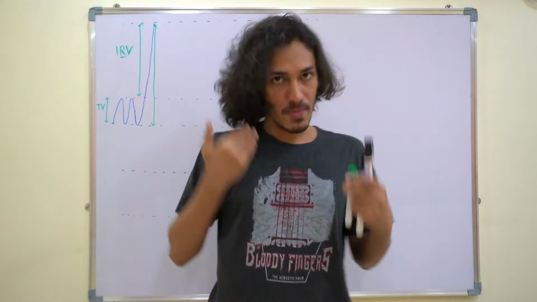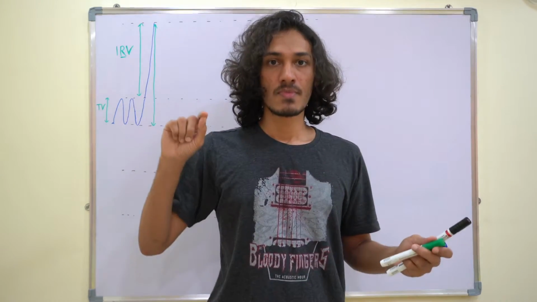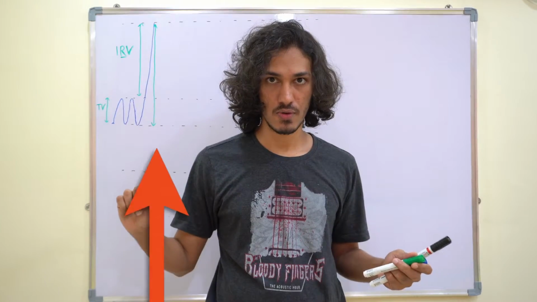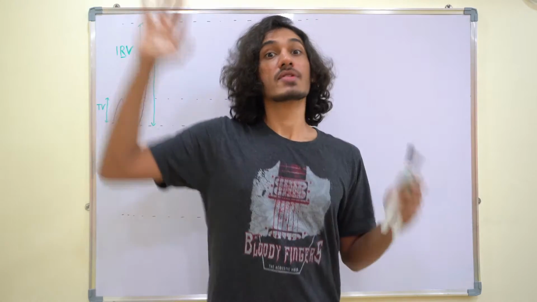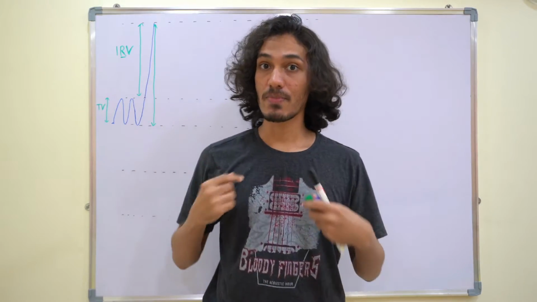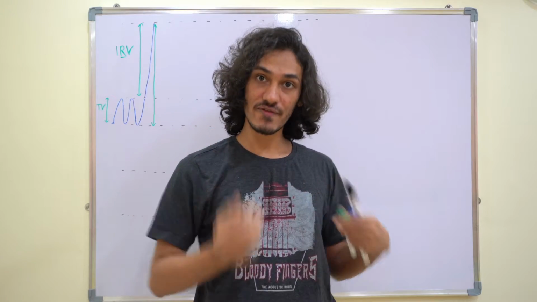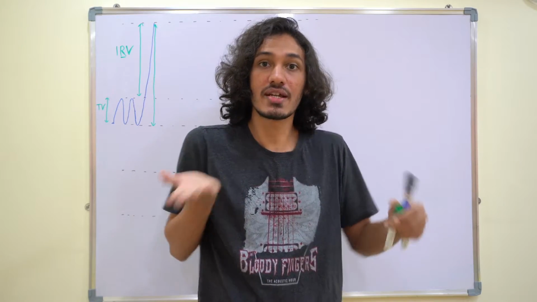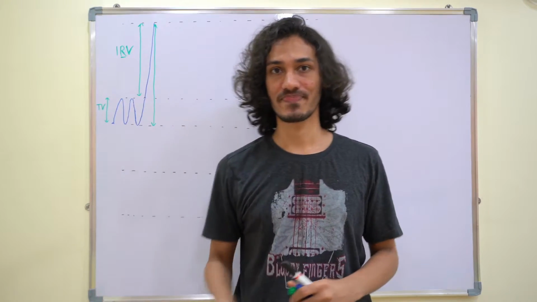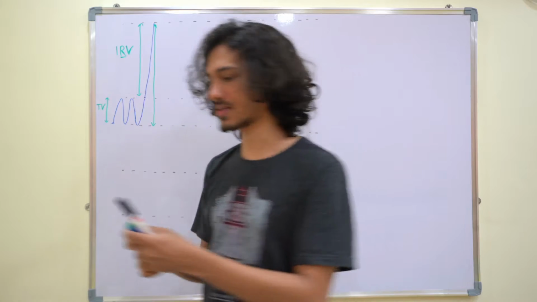So from the point of expiration, he was able to inspire this much. So that is your inspiratory capacity. From the point of end of normal inspiration, tidal inspiration, how much he can inspire is your inspiratory reserve volume, reserve. I hope that is clear. Fairly simple.